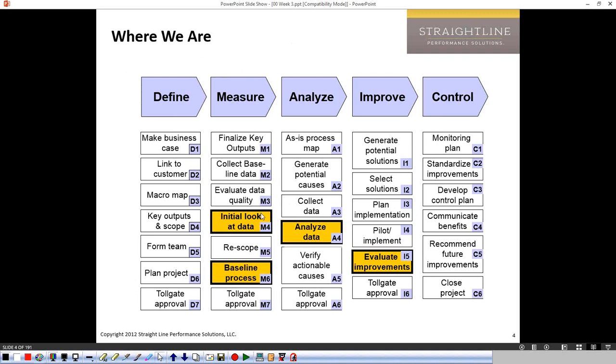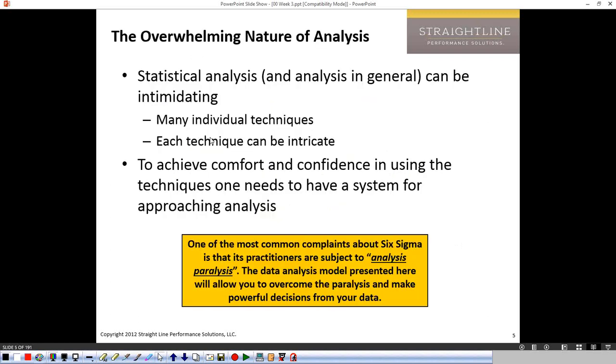If we're talking strictly about Six Sigma, there's lots of different places where you can use what we're going to learn here in the measure, analyze, and improve phase, and even in the control phase. However, as I said, this is sort of a general knowledge of analysis, which you can use anywhere in business.